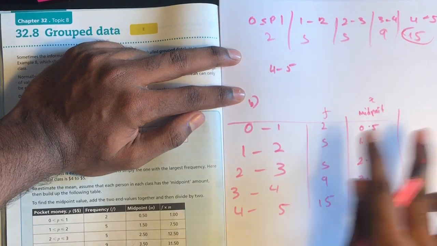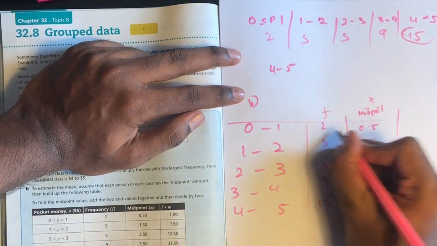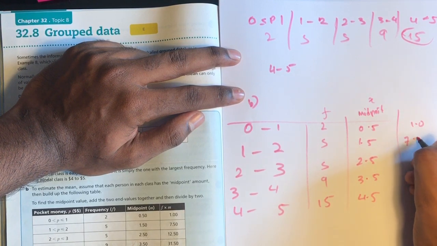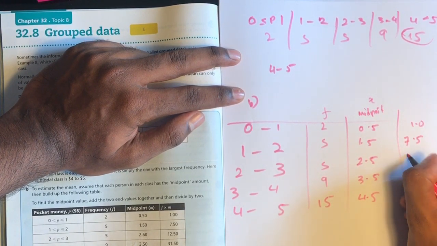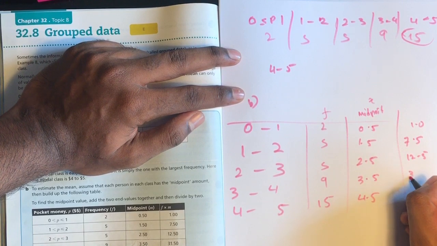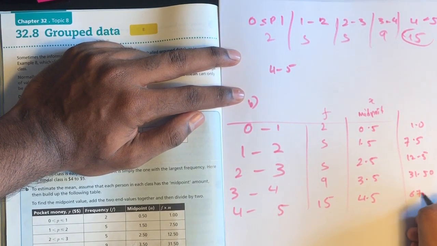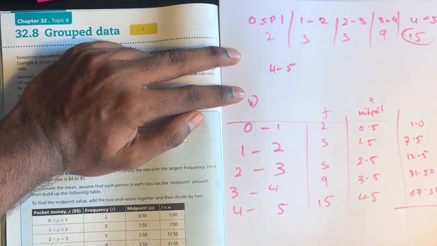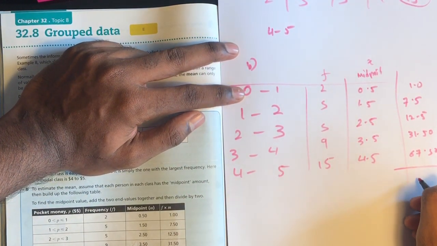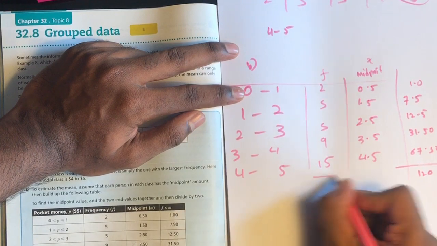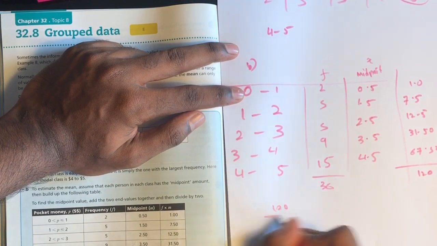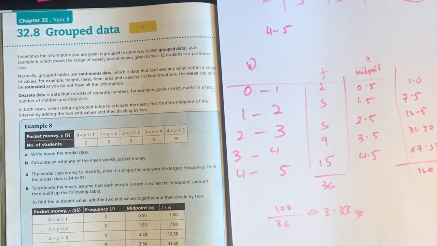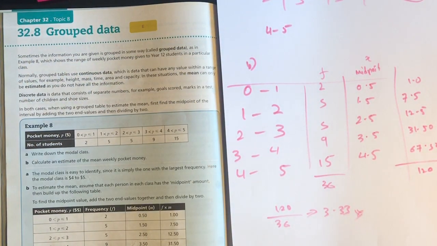Remember, after we get this, we just multiply. 2 times 0.5 is 1, 5 times 1.5 is 7.5, then 5 times 2.5 is 12.5. It's just a repetition of the steps. Then 67.50. Once you get this, as usual, total up all of this, it will give you about 120, and then total up your frequency. So 120 divided by 36 will give you 3.33. That's your mean. Pretty much straightforward, right? That's how we do group data.